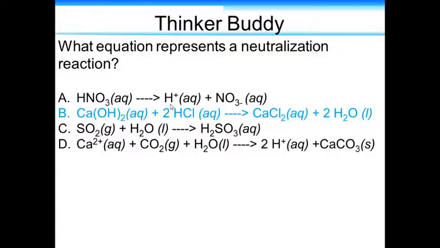B is correct. We have calcium hydroxide, a strong base with the OH hydroxide ions, part of the ionic formula. We have HCl, a strong acid, forming a salt, calcium chloride, and water. Now you can have a neutralization reaction with weak acids and weak bases. In this example, they just happen to be strong.